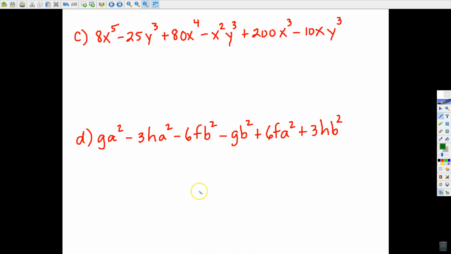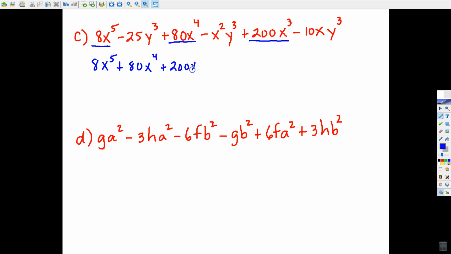Okay, let's try some more. Here is letter C, and take a look across this and see if you can pick out some things that possibly could be in common. I'm noticing as far as coefficients, I'm noticing that these coefficients are all divisible by the same number. 8, 80, and 200 are all divisible by 8. So let's try those as a group. It might be that you try 2 groups of 3 and it doesn't work, and so you've got to come up with some other way of grouping.